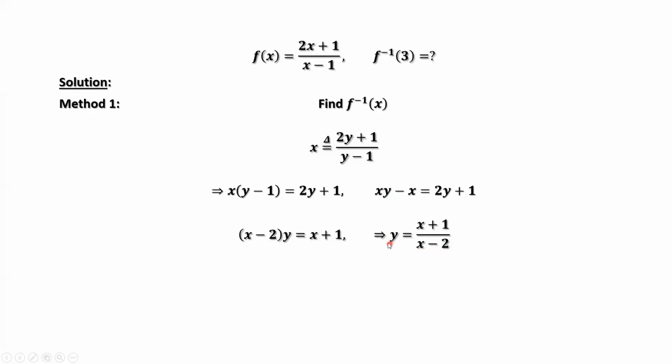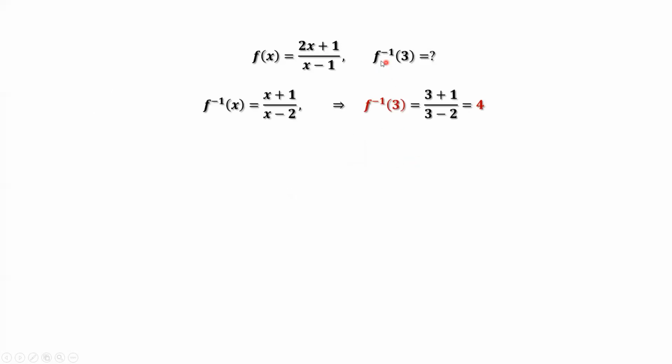What is y? y is the inverse of f. This implies inverse of f of x equals (x plus 1) over (x minus 2). What is the value of the inverse of f of 3? Just replace x by 3 here as (3 plus 1) over (3 minus 2), which is 4. 4 is the answer.